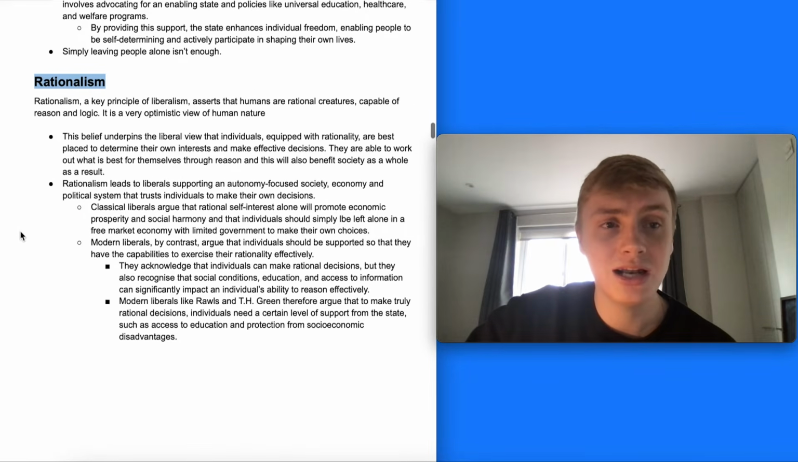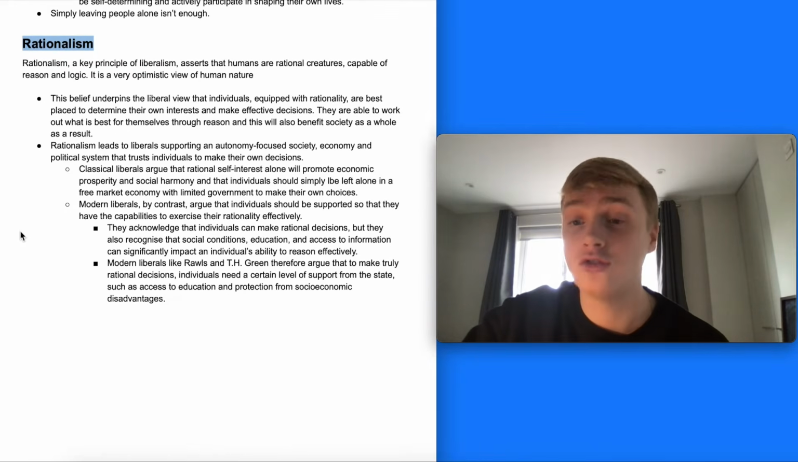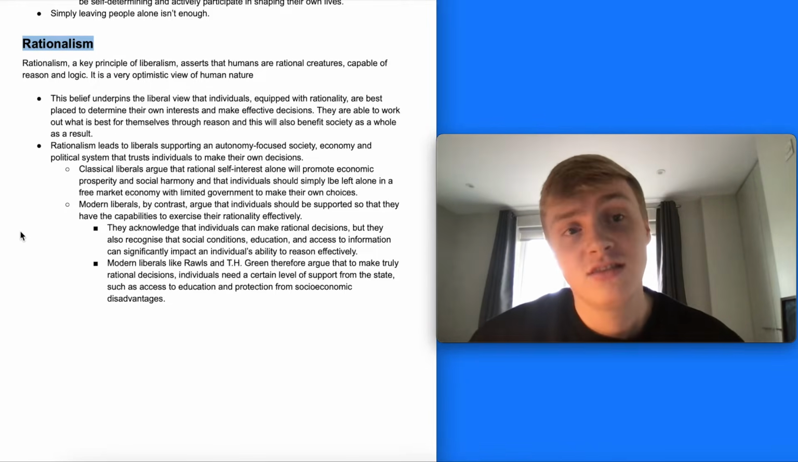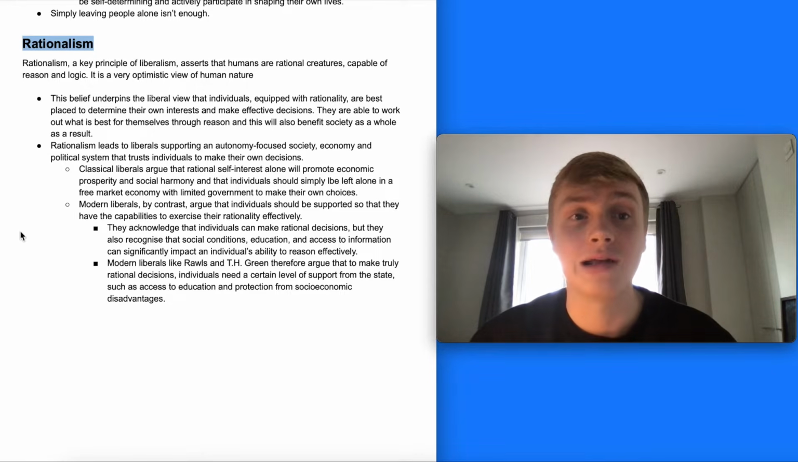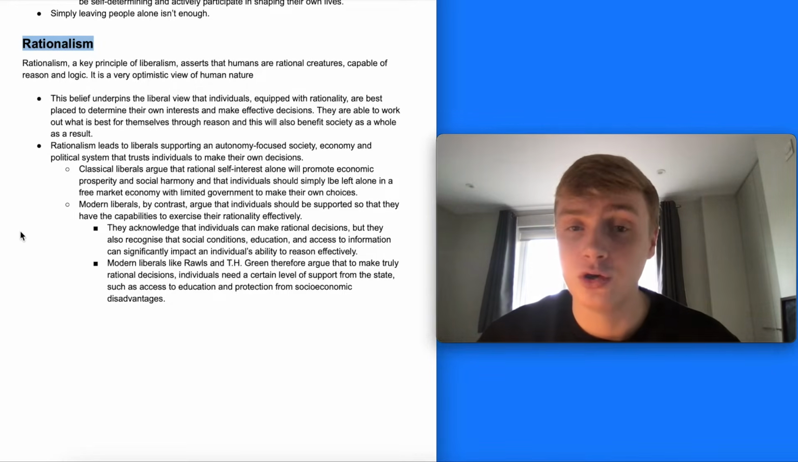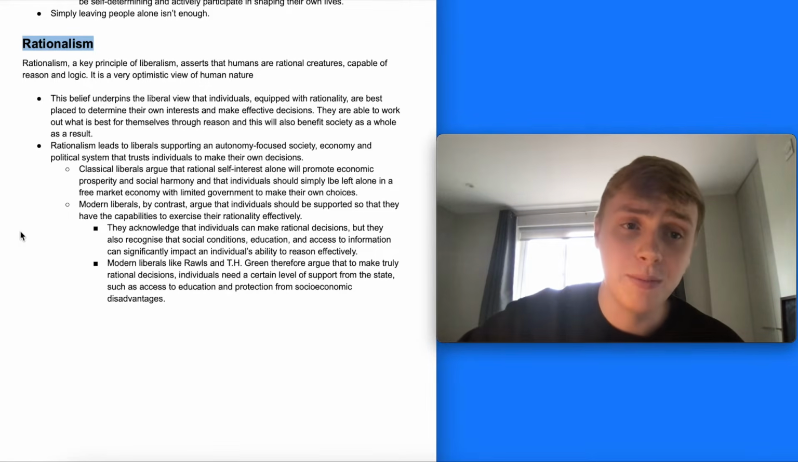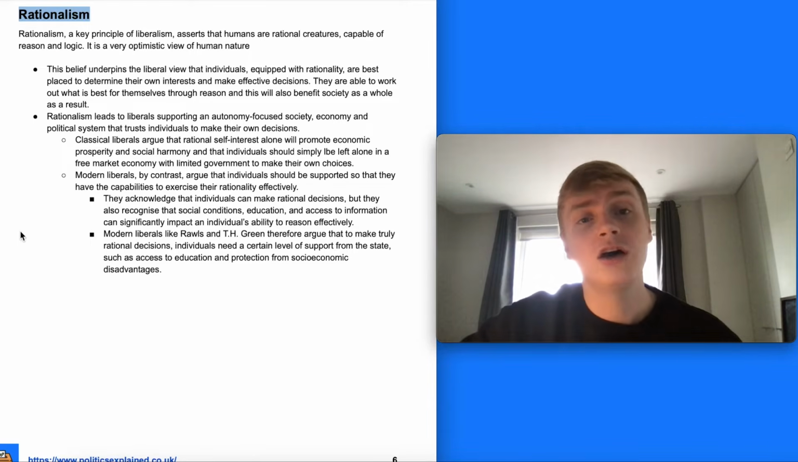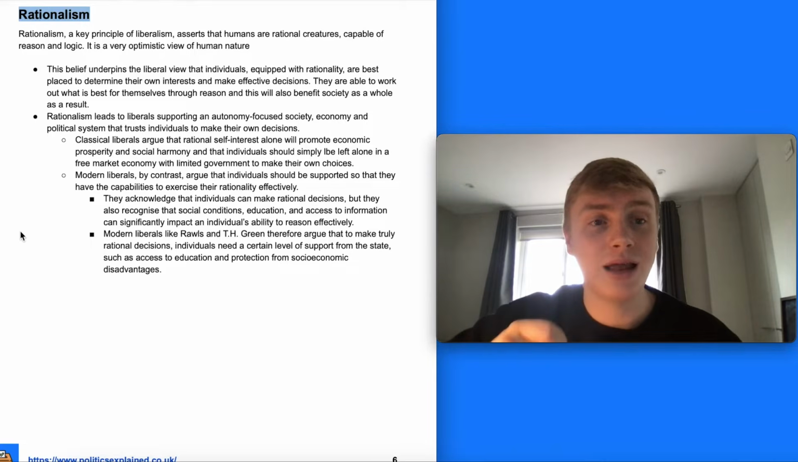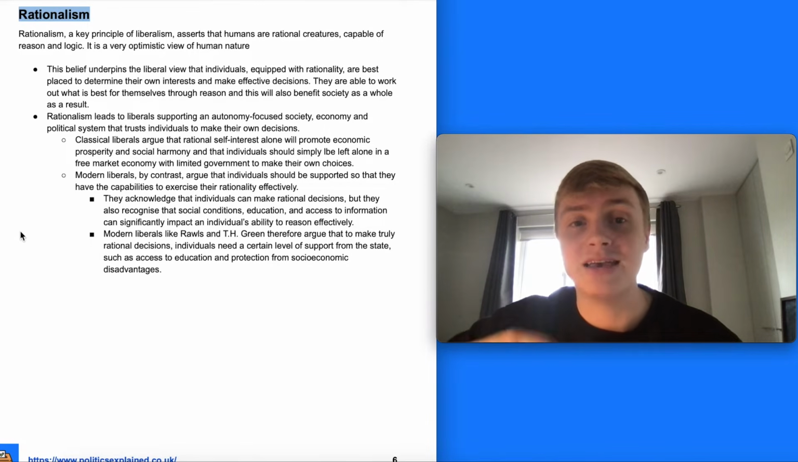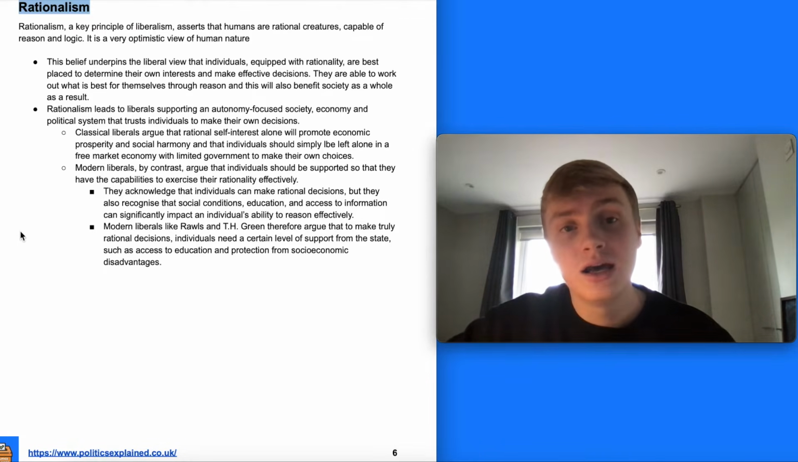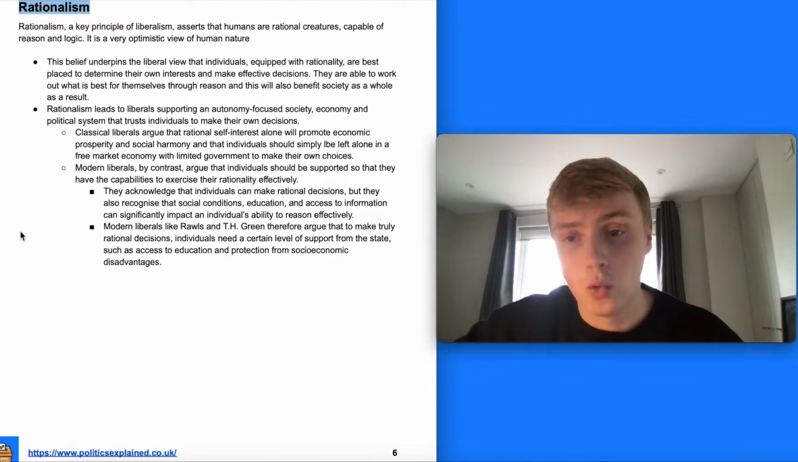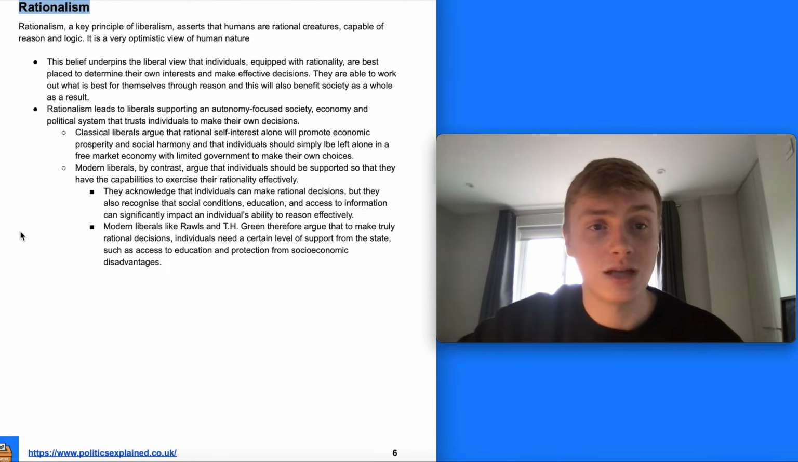The next key principle we're going to have a look at, and this is really crucial to their views on human nature, is rationalism. This key principle of liberalism asserts that humans are rational creatures capable of reason and logic. It's a very optimistic view of human nature. It underpins the liberal view that individuals equipped with rationality are best placed to determine their own interests and make effective decisions. They're able to work out what is best for themselves through reason, and this will also benefit society as a whole as a result. So a very positive view of human nature.